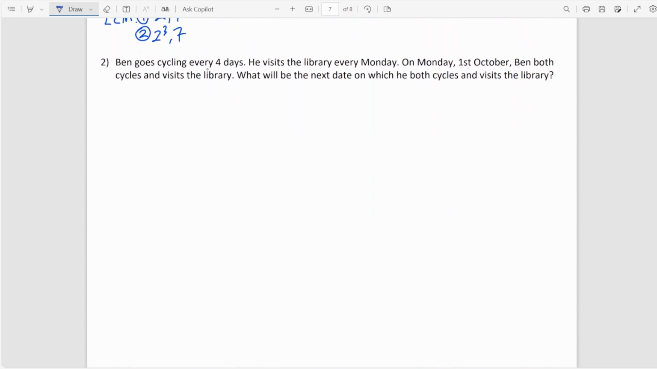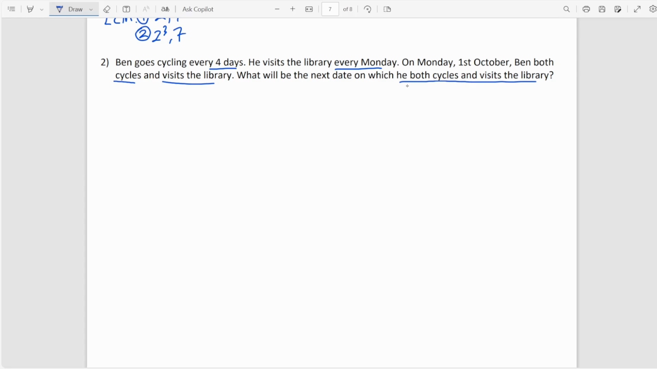Ben goes cycling every 4 days. He visits the library every Monday. On Monday, 1st of October, Ben both cycles and visits the library. What will be the next day on which he both cycles and visits the library? Okay, so again, let's try to imagine the scenario.